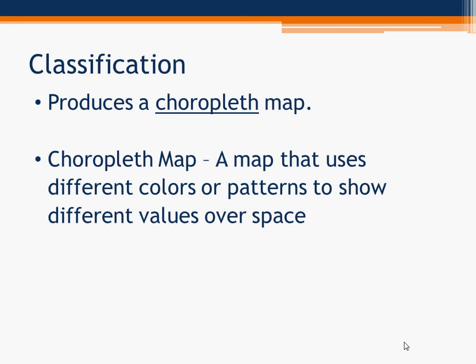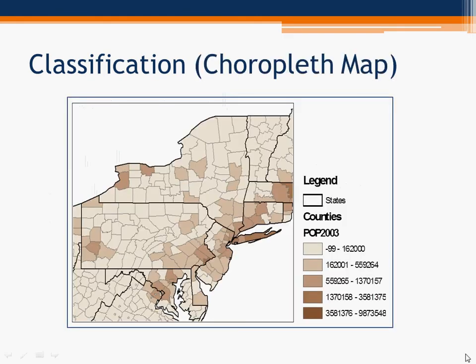A choropleth map uses different colors or patterns, which with GIS we have all those different options available to us, but I usually don't see a lot of maps these days using a lot of patterns. We usually use the different colors to show different values over space. And when we say space in this case, we're talking about typically areas, so polygons primarily, when we're creating what's called a choropleth map. This next slide shows an example of one.